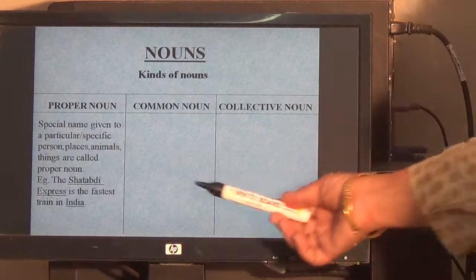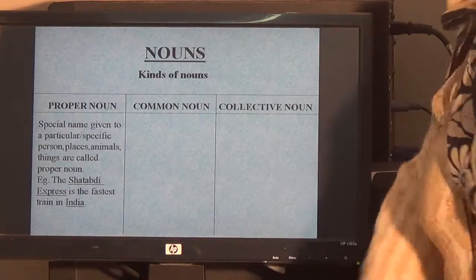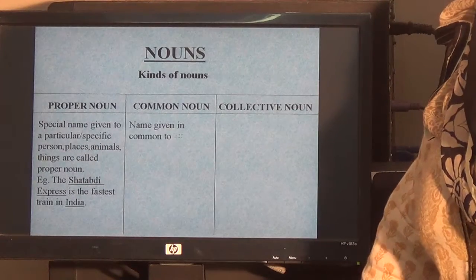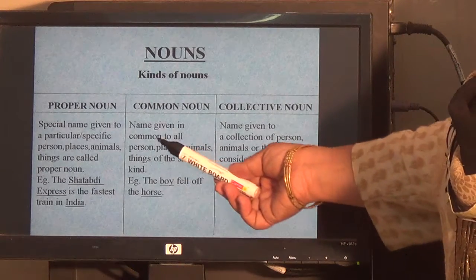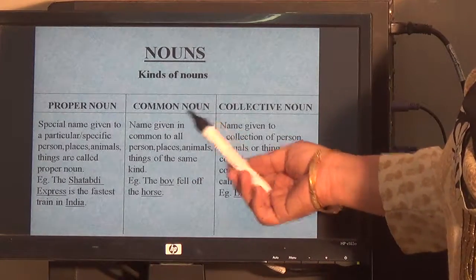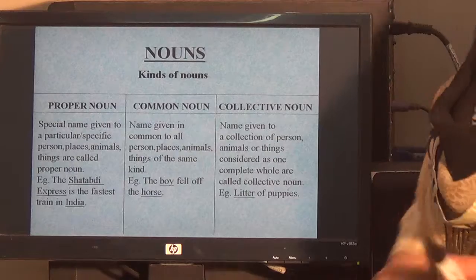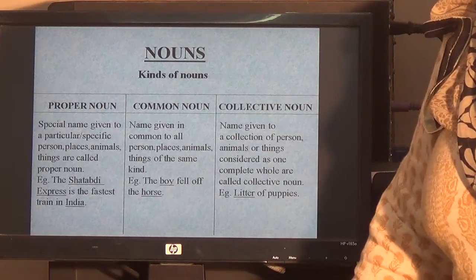Here is a recap for you. A proper noun is a specific person, place, animal or thing. Common noun is the name given to a common group or kind, not particular. And the collective noun is a collection of people or things.